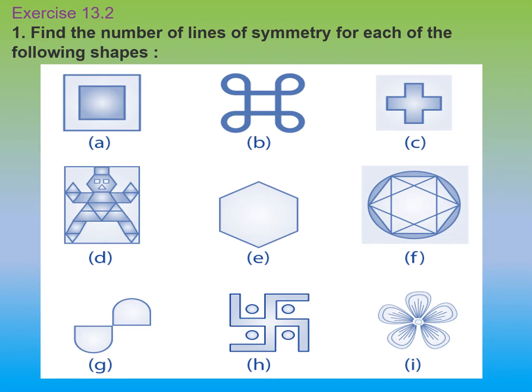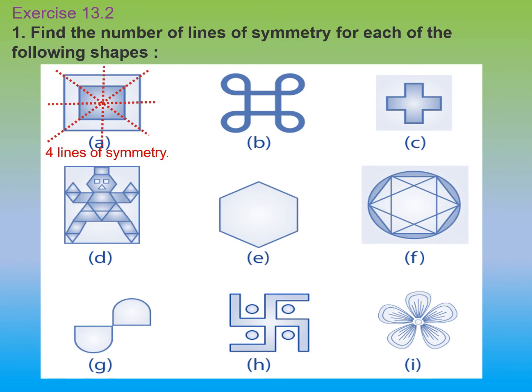Now let us see exercise 13.2. In this exercise we learn figures with two lines of symmetry and more than two lines of symmetry, that is, multiple lines of symmetry. See the first question, find the number of lines of symmetry for each of the following shapes. See the first one, we have two rectangles. So how many lines of symmetry are there? We can draw diagonally, horizontally and vertically. So total how many? 4 lines of symmetry are there.